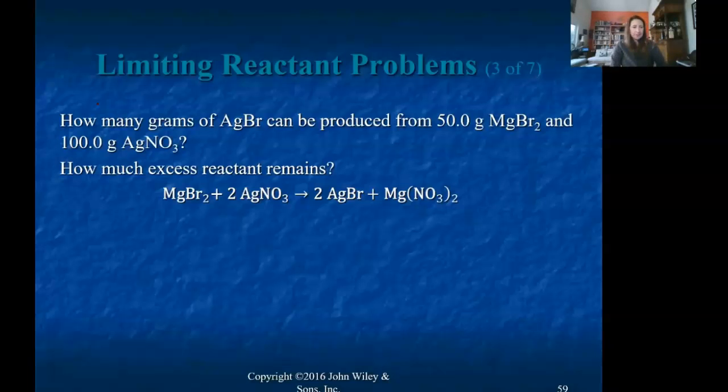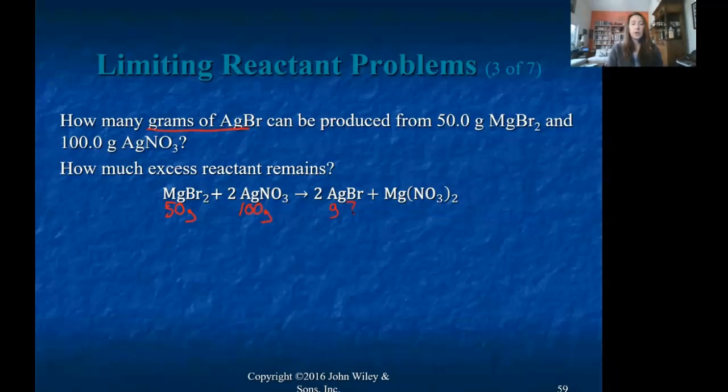This one's kind of a long one. Okay, how many grams of AgBr can be produced from 50 grams of MgBr2 and 100 grams of AgNO3, and how much excess reactant remains? Okay, so let's look at what we have. So we have 50 grams of this, and we have 100 grams of this. And it wants grams of AgBr, so we want grams of that.